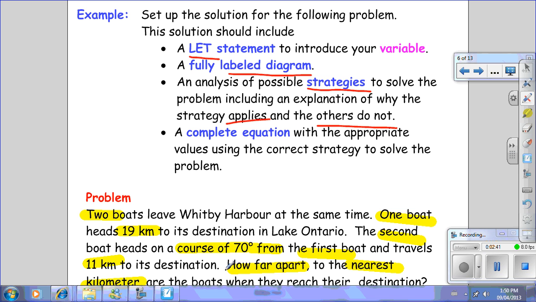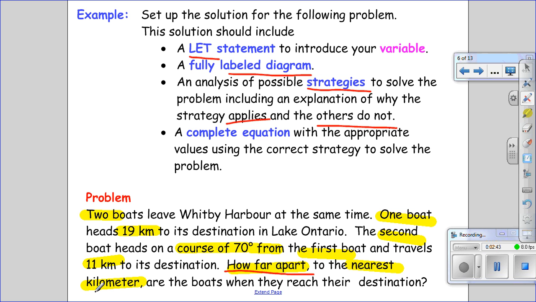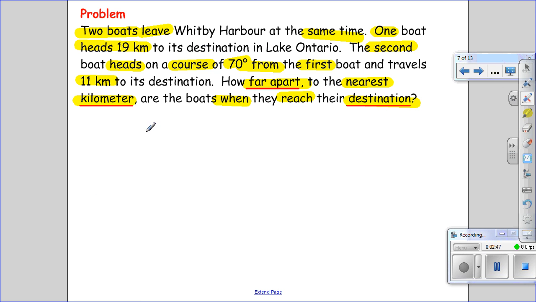So really, what am I looking for? How far apart they are, and that's going to be measured in kilometers. So if I think about it, the first thing I need to do, it said use let statements, but before I can do that, I need to draw a diagram. So I've got boat A. This is the harbor right here. And boat A goes up here, and he travels 19 kilometers.